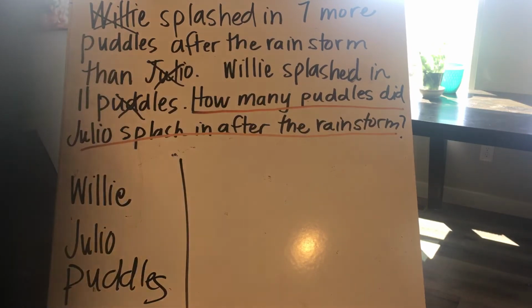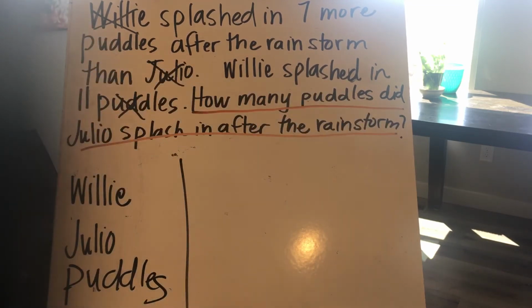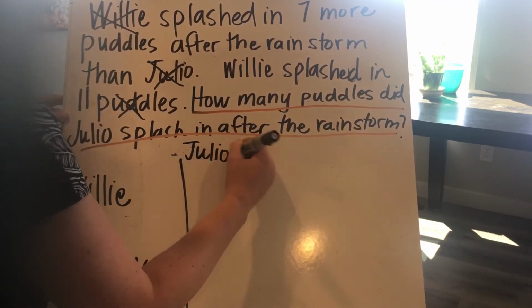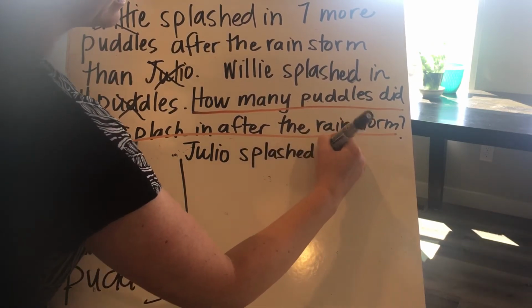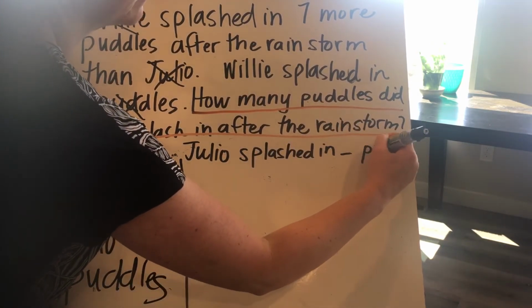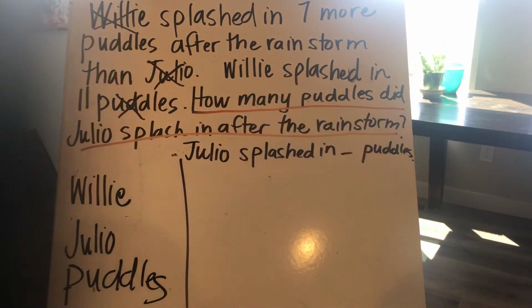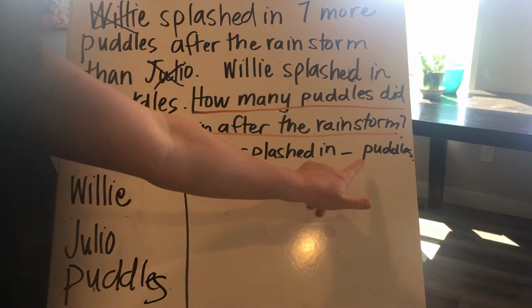So what we have to do is take that interrogative sentence that ends with a question mark and change it to a declarative statement. So you're going to say, Julio splashed in blank puddles. Okay, we've taken the question and turned it into a sentence. So let's read it. Julio splashed in blank puddles.